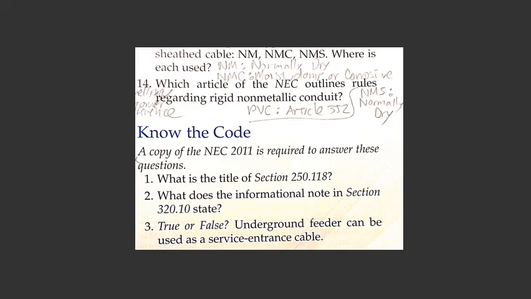What does the informational note in section 320.10 say? And it says that construction type AC cable shall have an armor of flexible metal tape and shall have an internal bonding strip of copper or aluminum in intimate contact with the armor for its entire length. Question 3, true or false, underground feeder or UF can be used as a service entrance cable, and that is true.